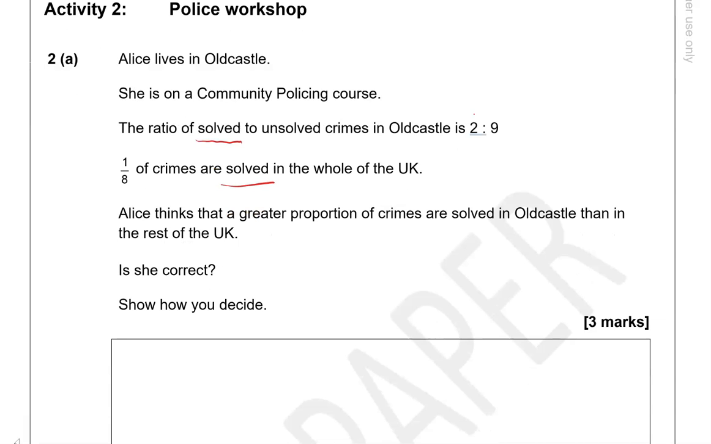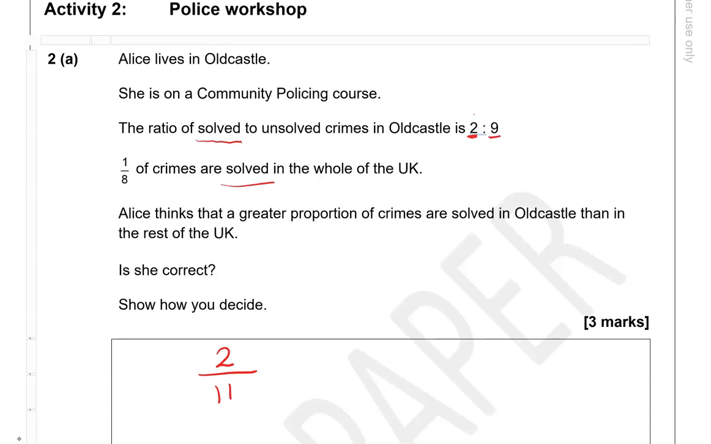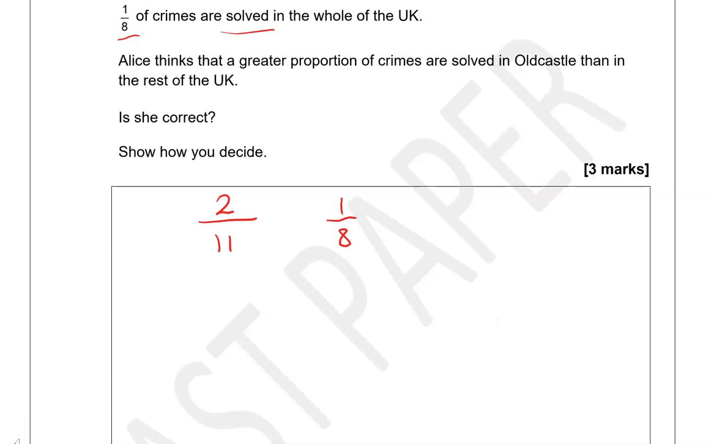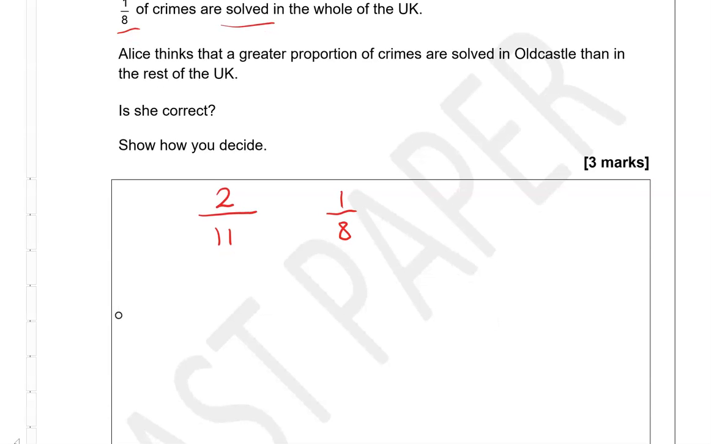So we're focusing on solved crimes. For Oldcastle, that is 2 out of 11. 2 and 9, that makes 11. That's the total. And in the whole of the UK, that is 1/8. So we're going to compare these two. Now, we could convert these into fractions with the same denominator. We could convert these into decimals or percentages.